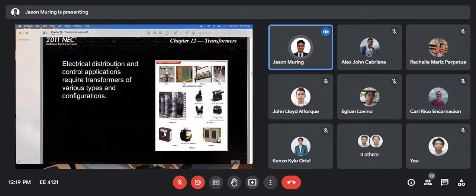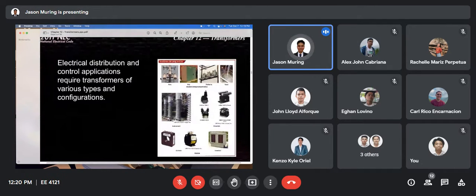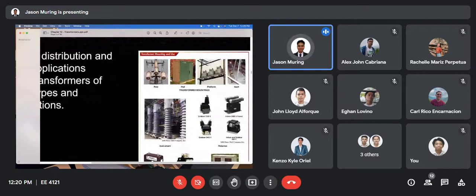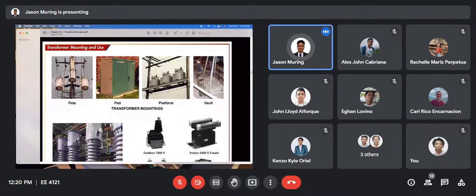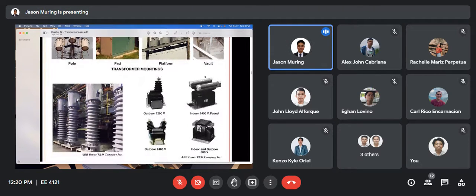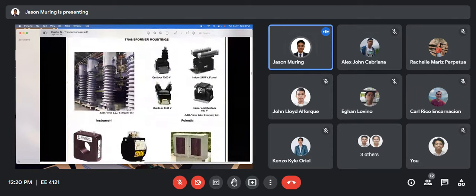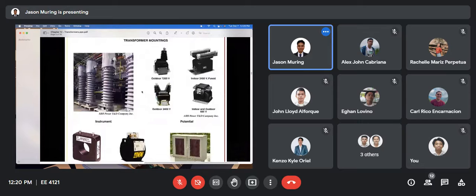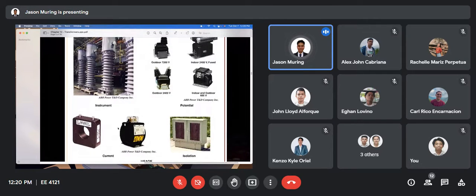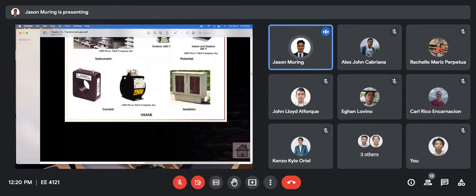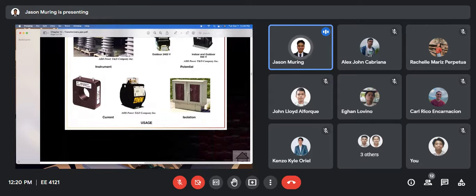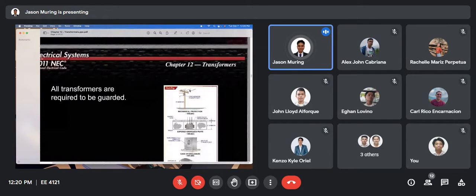Okay, then electrical distribution and control applications. So these are the different types of transformers you can find in an electrical distribution system. You could have these distribution poles or pole mounted, and we have here the pad mounted, platform, and voltage. Okay, then we also have here different instrument transformers. So for example, here we have this current transformer, then we have these voltage transformers or potential transformers, and we have here an example of an isolation transformer, with a ratio of 1:1.